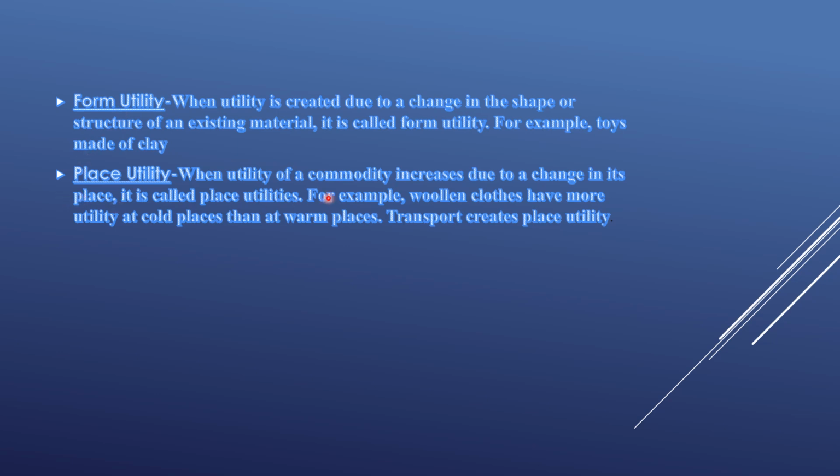Place utility. When the utility of a commodity increases due to change in its place. Here the example given was utility at a cold place than at a warm place. So woolen clothes have more utility at which place? At the cold place than at a warm place. Transport creates place utility. People in Jammu and Kashmir need woolen clothes more than people in Rajasthan. So it is where it is more useful, where it has more benefit. It depends on the place.